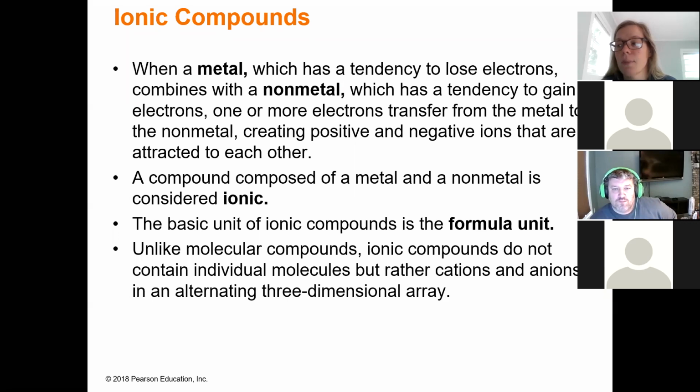A compound composed of a metal and a non-metal is ionic. The base unit of an ionic compound is its formula unit, and unlike molecular compounds, ionic compounds do not contain individual molecules. Okay, so we're getting this three-dimensional alternating array of whatever the formula unit is.